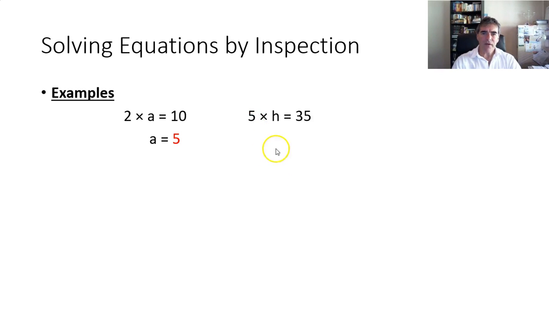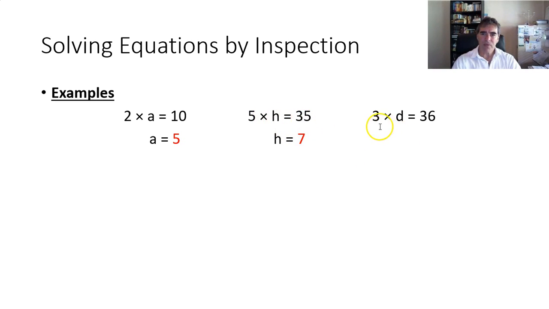Let's try another one. 5 times h equals 35. So what's our value of h? What's our missing number there? And again, if we know our times tables, we should know that h is 7. So 5 times 7 is 35.